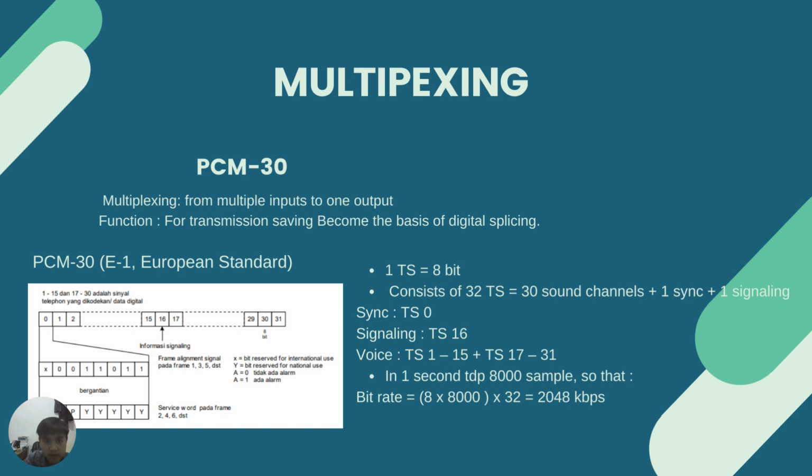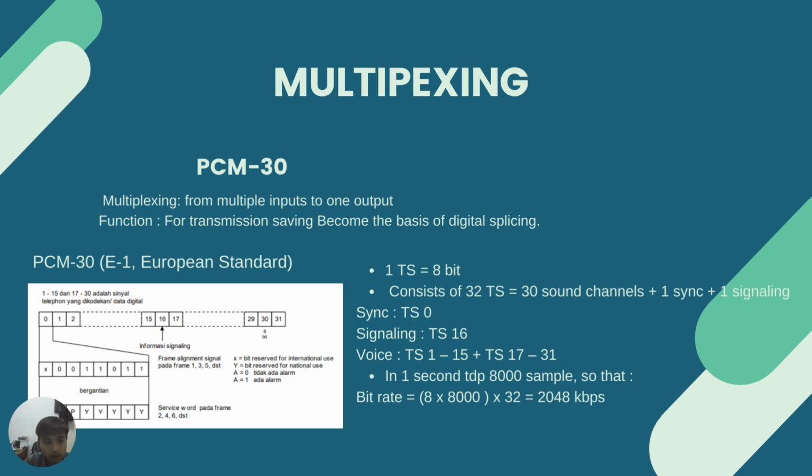And then the next one is multiplexing. Multiplexing is from multiple inputs to one input, and its function is transmission saving, and it becomes the basis of digital splicing.